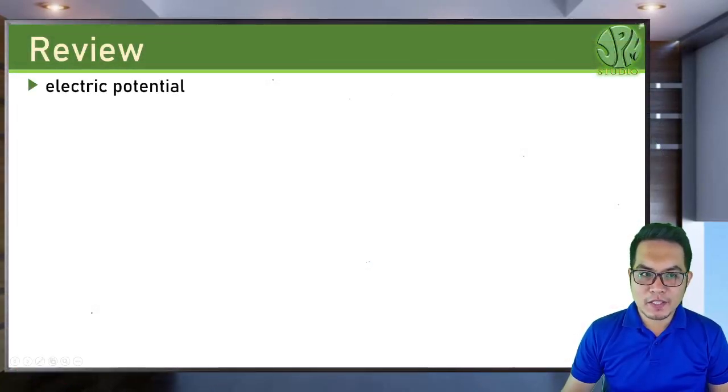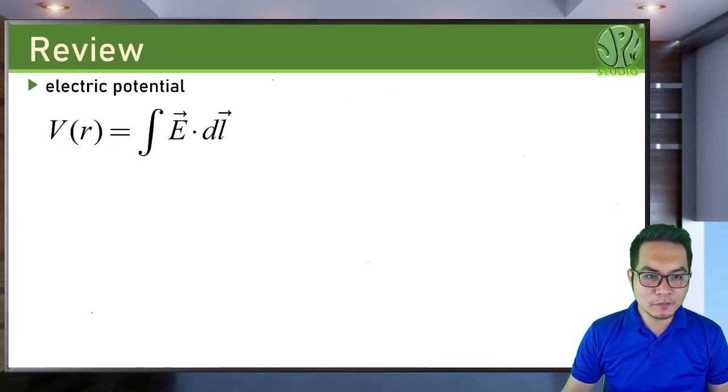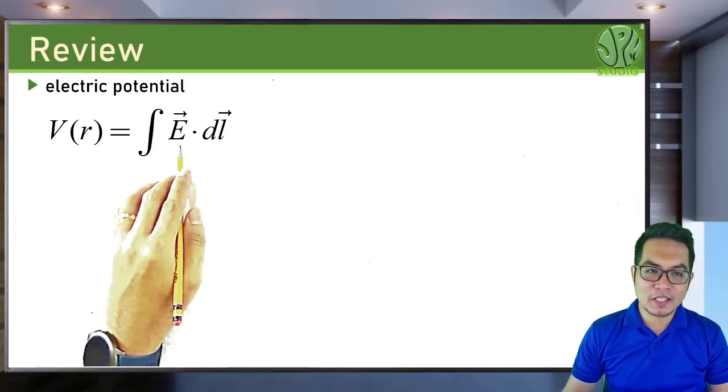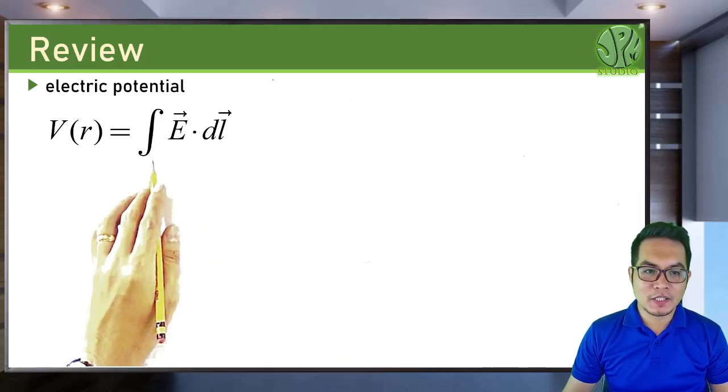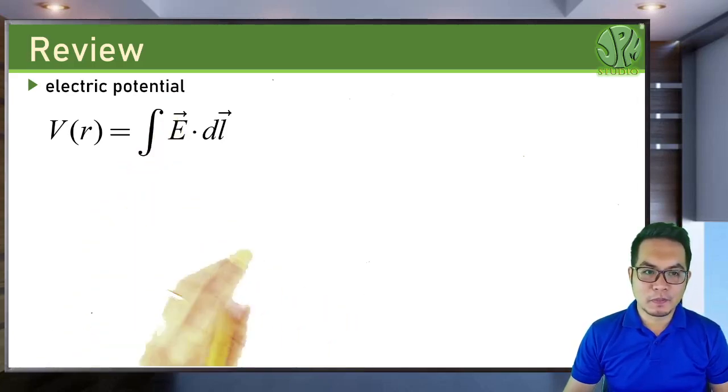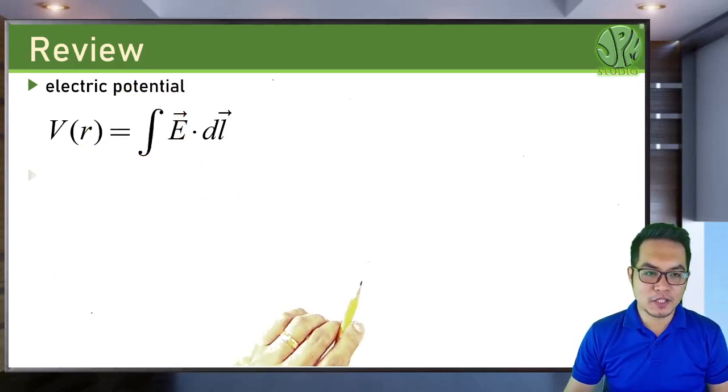We have discussed the concept of electric potential. If there's an electric potential difference between two points, then there is an electric field causing that potential difference, E dot dl. This is actually from point A to point B, the positive to the negative potential.